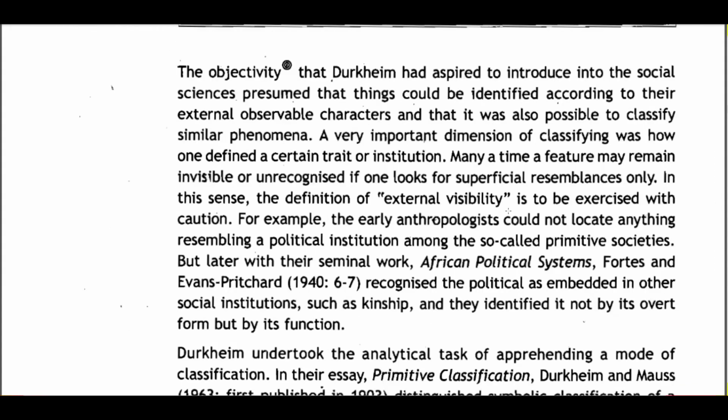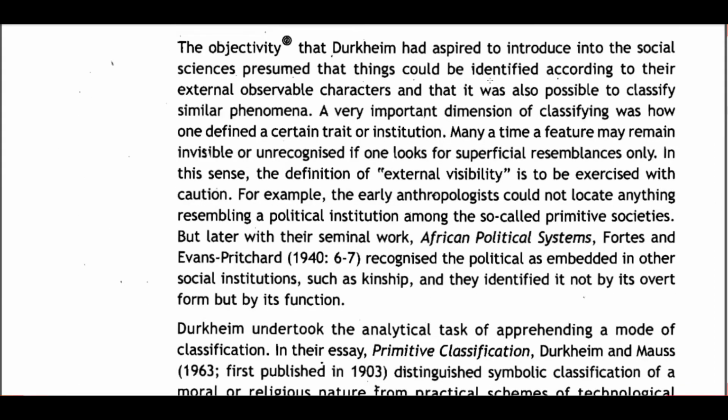The objectivity that Durkheim had aspired to introduce into the social sciences presumed that things could be identified according to their externally observable character, and that it was also possible to classify similar phenomena. A very important dimension of classifying was how one defined a certain trait or institution. Many a time a feature may remain invisible or unrecognized if one looks for superficial resemblance only. In this sense, the definition by external visibility is to be exercised with caution.